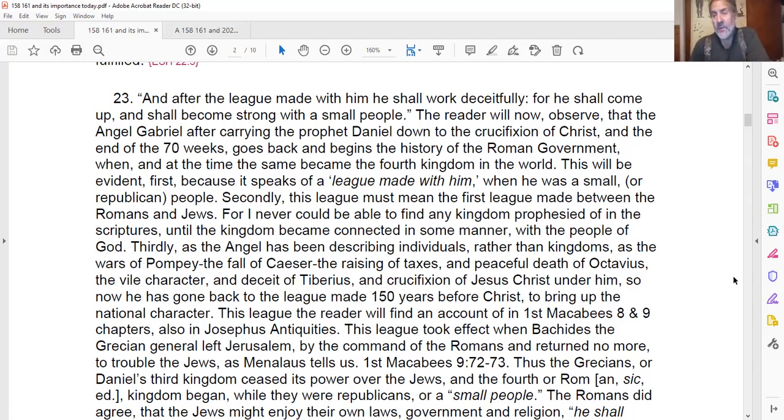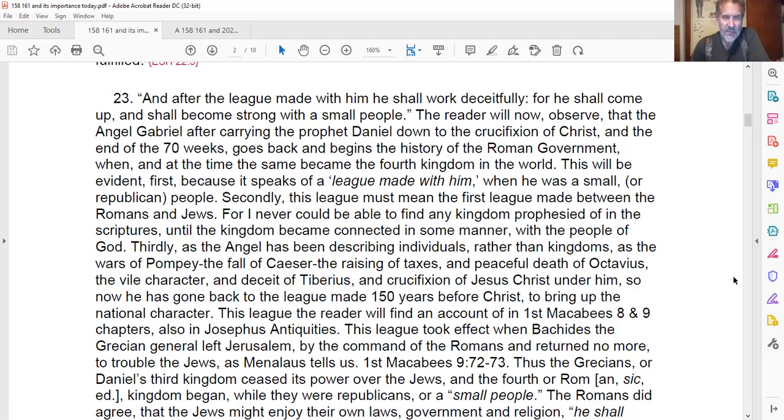Okay, now as Father Miller continued, and after the league made with him, he shall work deceitfully, for he shall come up and shall become strong with a small people. The reader will now observe that the angel Gabriel, after carrying the prophet Daniel down to the crucifixion of Christ and the end of the 70 weeks, goes back and begins the history of the Roman government, when and at the time the same became the fourth kingdom in the world.